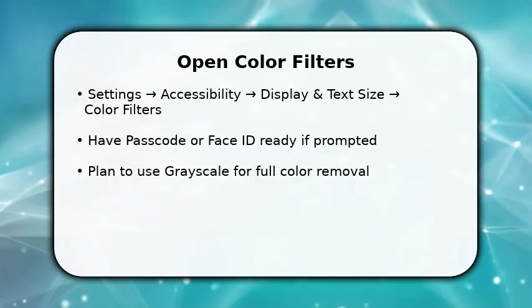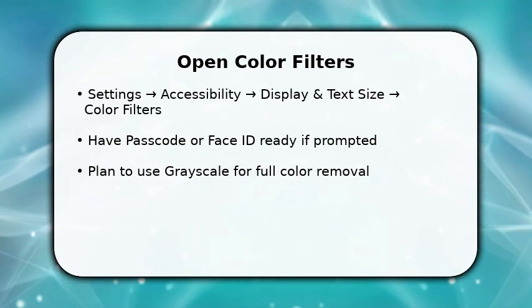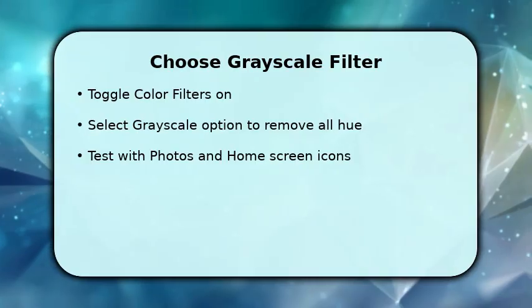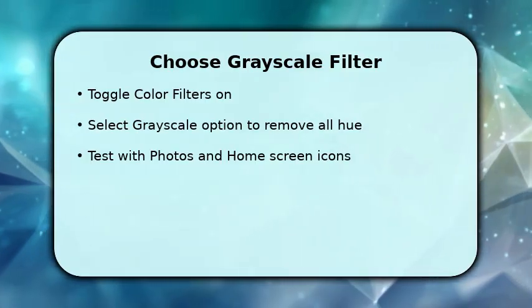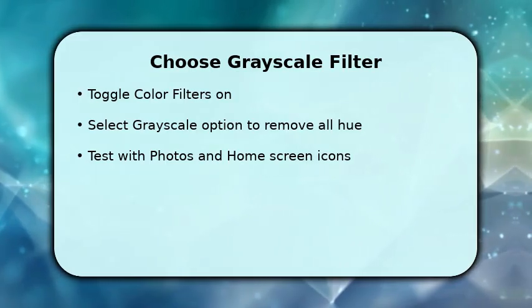Make sure your phone is unlocked and you can follow the on-screen options. This gets you into the exact control panel to remove color now. You now pick the grayscale filter to eliminate hue. Tap the grayscale swatch under color filters. The screen should immediately shift to shades of gray.